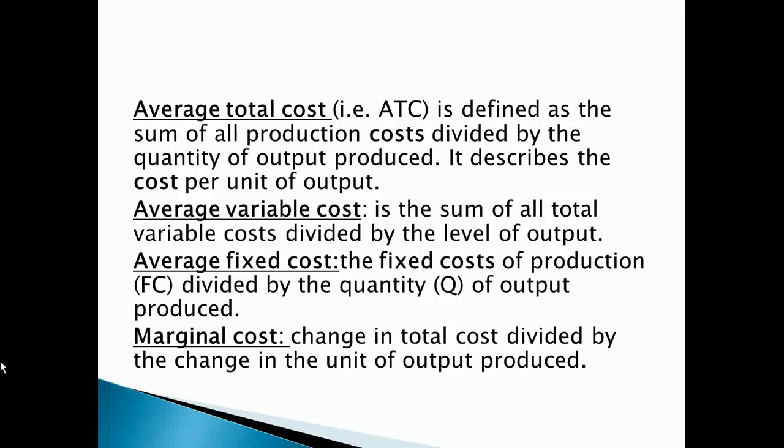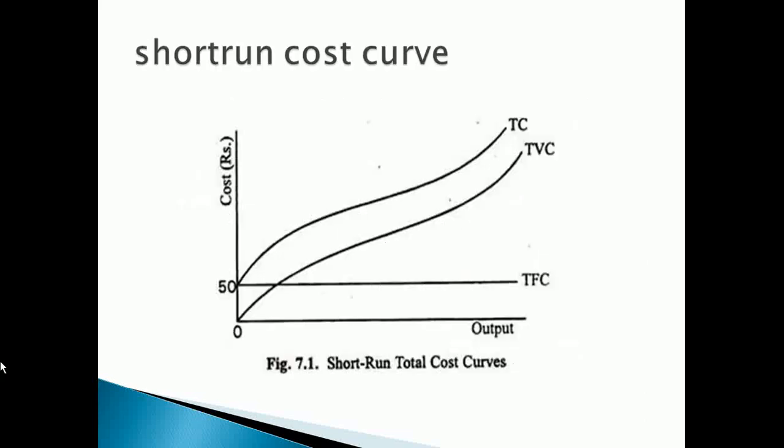AFC equals TFC divided by level of output. ATC equals TC divided by level of output. And AVC equals TVC divided by level of output. Marginal cost can be expressed as (T2 minus T1) over (Q2 minus Q1). I've explained this and broken it down in your note also. You can refer to it, Google online, get your core text, they will give you better clarity.